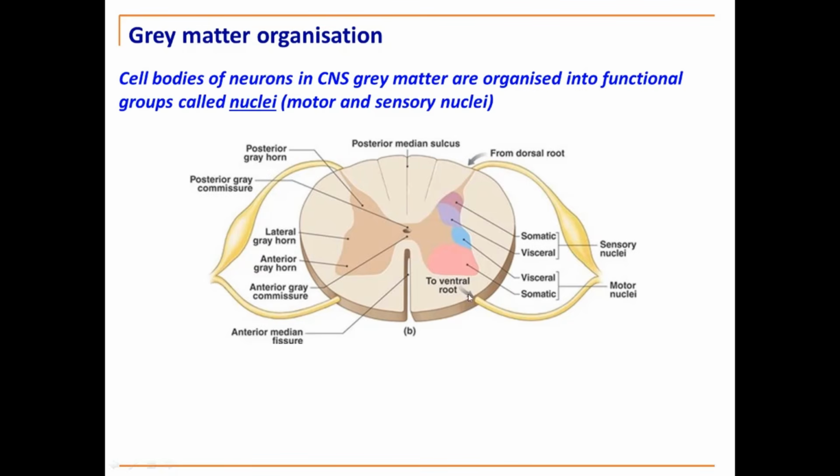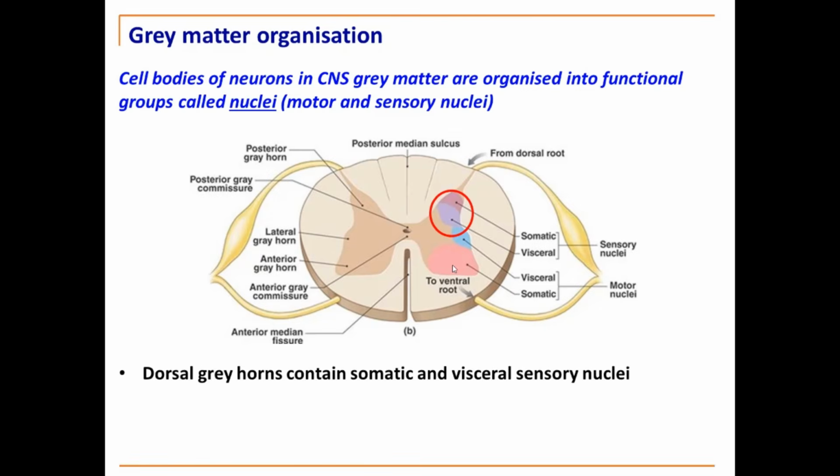And then the ventral horn, again, you can see you've got the motor nuclei. You can see there's your somatic and there's your visceral points. This is your ventral horn where you've got your somatic motor nuclei. So cell bodies of neurons in the CNS grey matter are organized into those functional groups called nuclei, and they're motor and sensory nuclei, just groups of cell bodies.